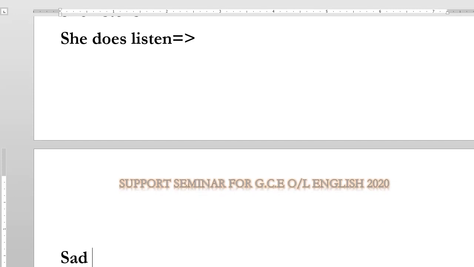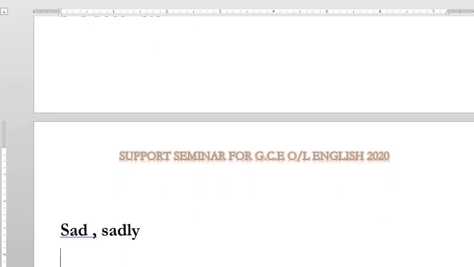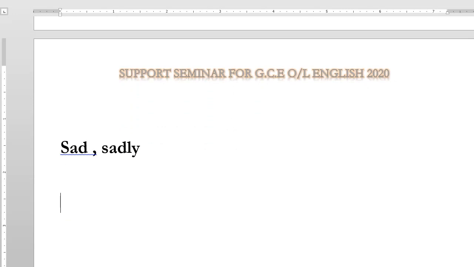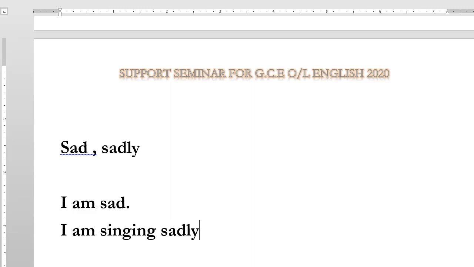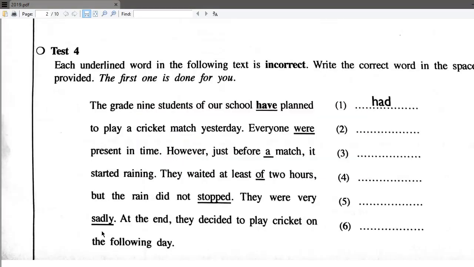For example, look at this, sad, sadly. I can write like this, I am sad, which means I am not happy. I am singing sadly. So what is the difference between I am sad and I am singing sadly? This particular sad describes me, the noun. When you say singing sadly, it means I am describing my activity, which is I am singing sadly. At the end, they decided to play cricket on the following day.